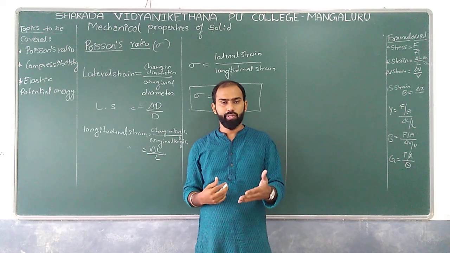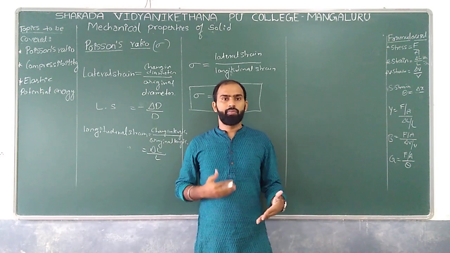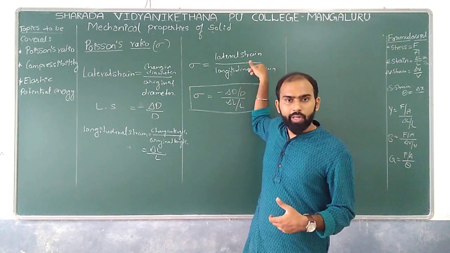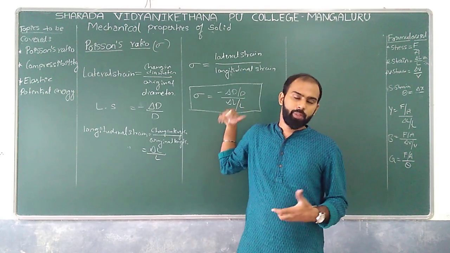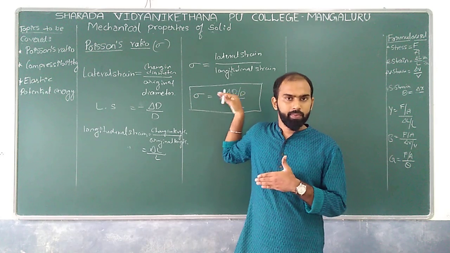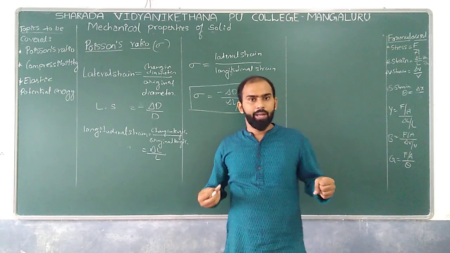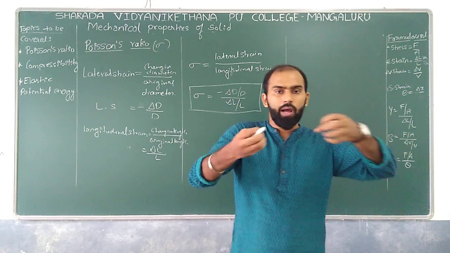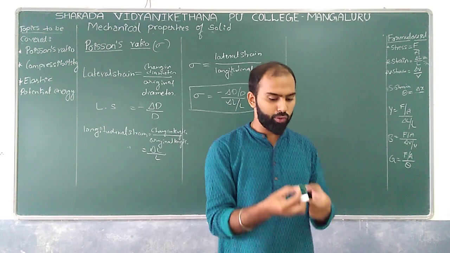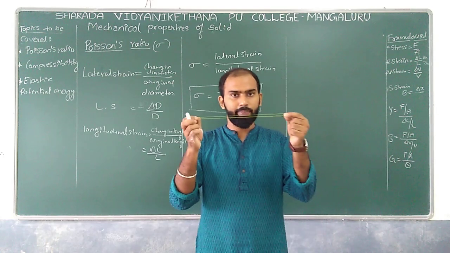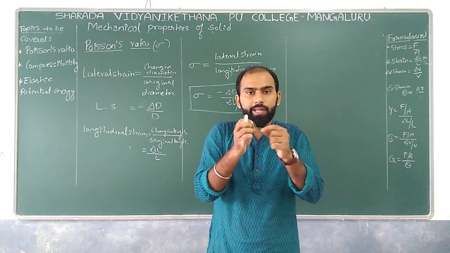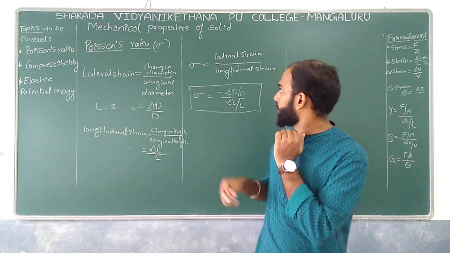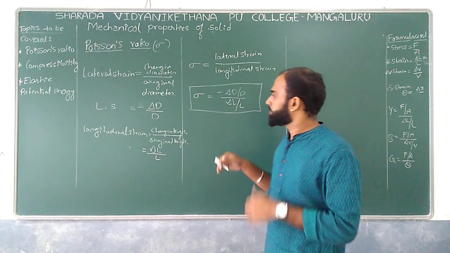So what is Poisson's ratio? It is a fractional change, a ratio of lateral strain with respect to longitudinal strain. What do we mean by lateral strain? It is the decrease in diameter with respect to the original diameter. Why is there a decrease in diameter? Because you have applied a force somewhat like this, so a decrease in diameter takes place. The diameter of this wire is going to decrease. So this is how exactly it works.